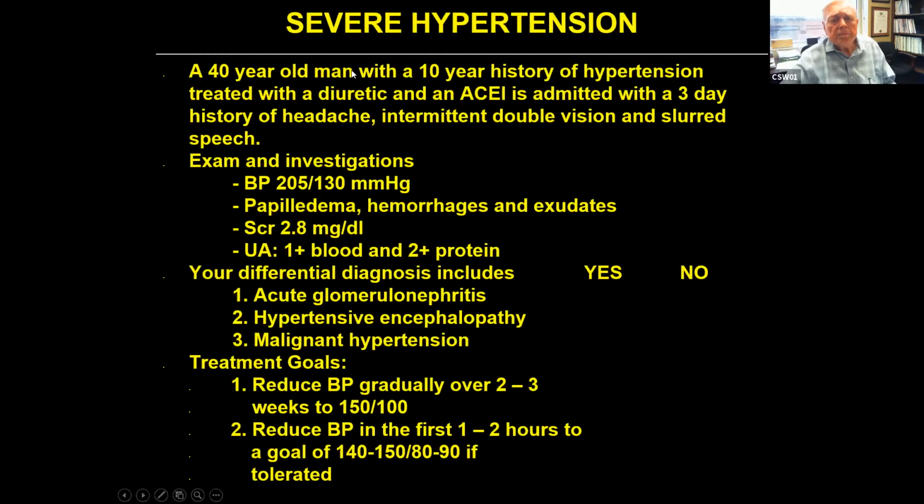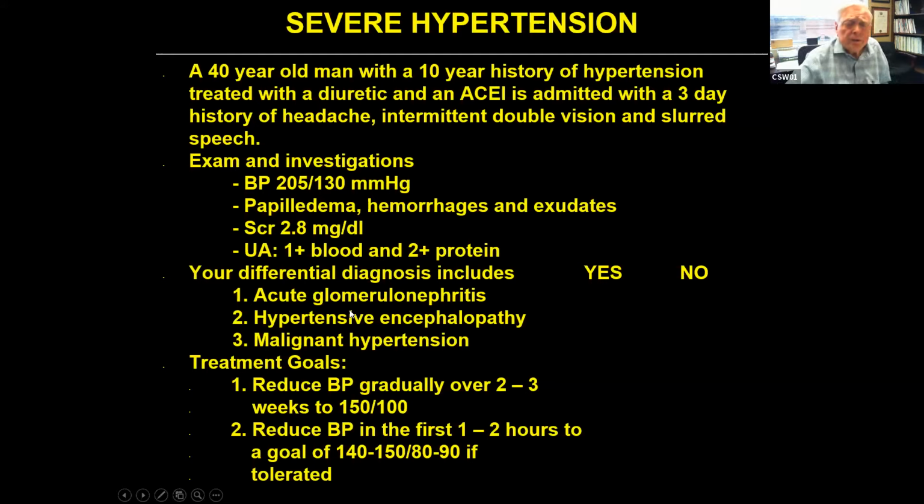So here's a younger man with 10-year history of hypertension, treated with a diuretic and ACE inhibitor, admitted with 3 days of headache, intermittent double vision, and slurred speech. So there's something going on in the brain here that's acute. On exam, he has a very high blood pressure for sure. He has swelling of the optic disc with hemorrhages and exudates in the fundi. He has renal damage with a creatinine of 2.8 and 1+ blood and 2+ protein in the urine.